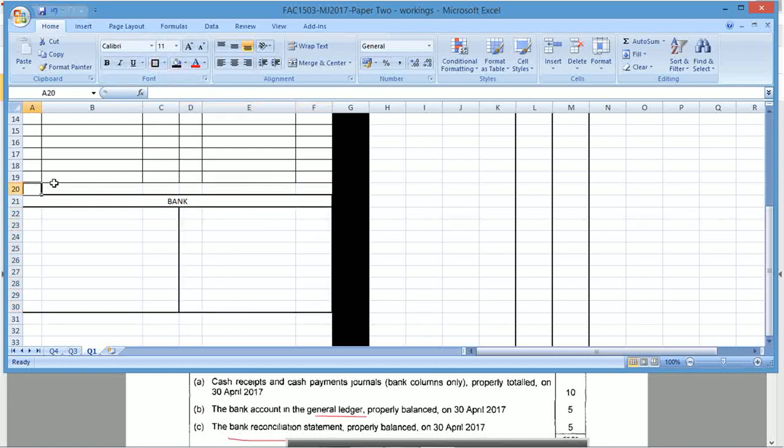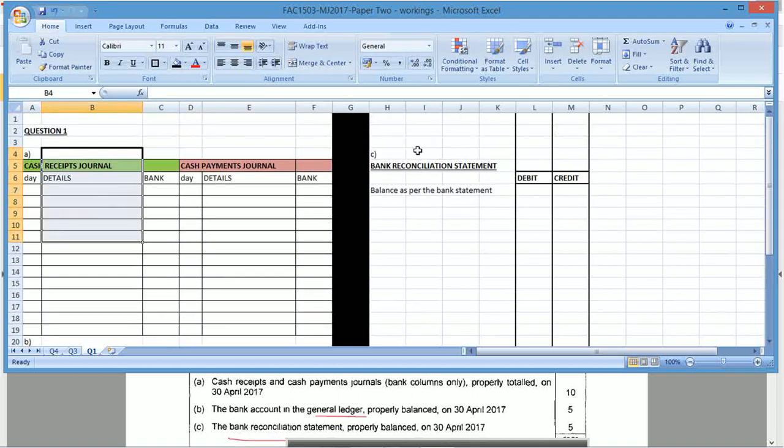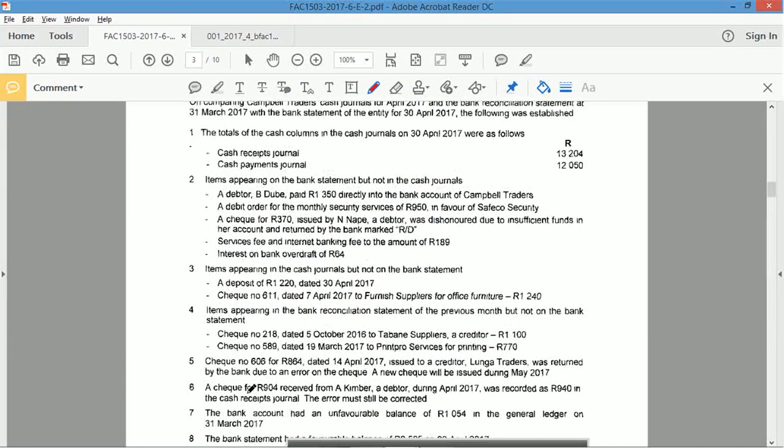And now I'm ready to do the question. That was B. A was the journals, B was the general ledger, C was the bank recon. Now I'm ready to do the question. Okay, so that's what you draw up in your actual answer sheets. Right, now we go to the question and now we read all the information.